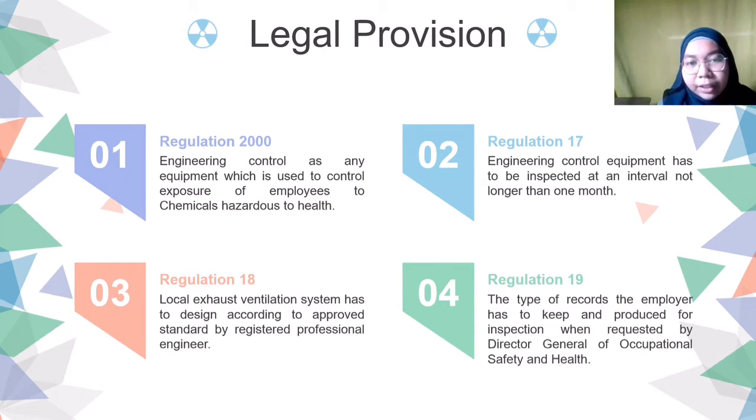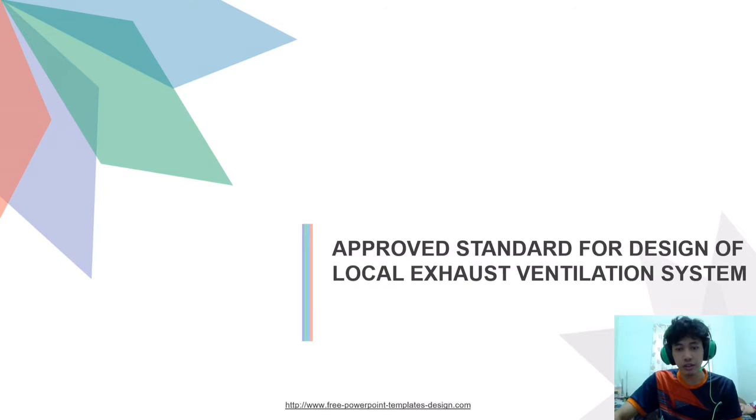And the third one, Regulation 18: local exhaust ventilation systems have to be designed according to an approved standard by a registered professional engineer. And the last one, Regulation 19: the type of records the employer has to keep and produce for inspection when requested by the Director General of Occupational Safety and Health. So I will continue with the next part.